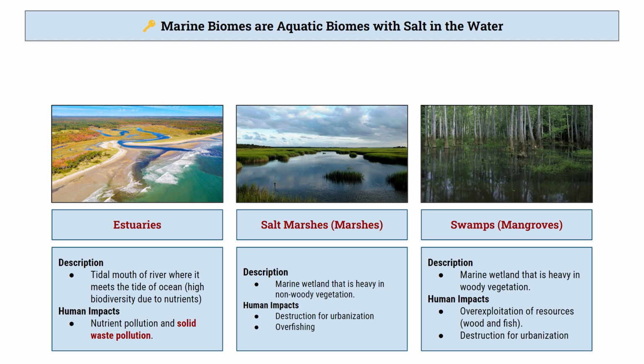And then we have two types of wetlands. We have marshes and swamps, except when we have a swamp in a marine area, we call it a mangrove. But they're going to be very similar to the ones we talked about in the last one. Salt marshes are non-woody vegetation, think of things like tall grasses and cattails, while swamps are going to be wood-based. Both of these provide a lot of ecosystem services that we'll talk about in Unit 2. And the biggest impact for all wetlands is the idea that humans overexploit them and destroy them in order to create urban areas in that area because it is a highly desirable area to live on the coast.